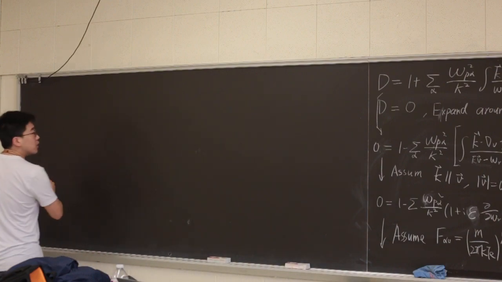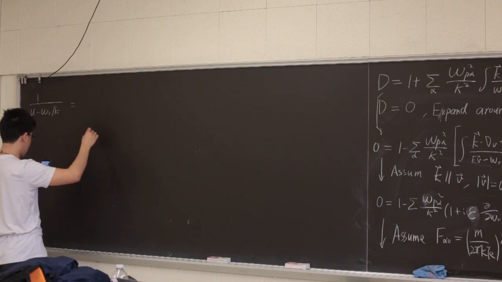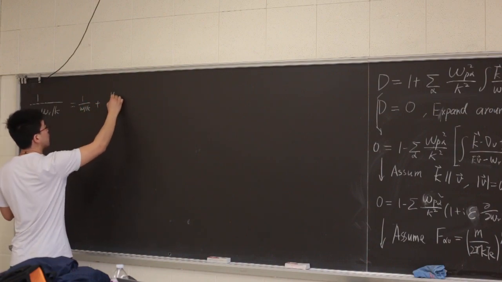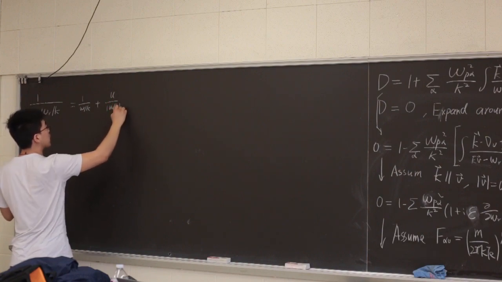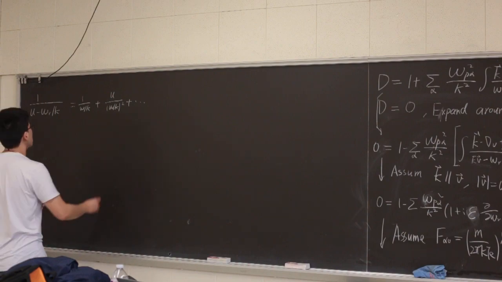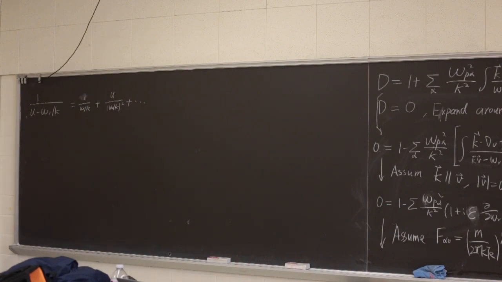So let's continue then. We can just think that 1 over u minus omega_R over k equals 1 over omega over k plus u, omega 1 over k squared. It's basically an expansion with respect to u in Taylor theory. You can see that, right? You just do the derivative and you will have that.